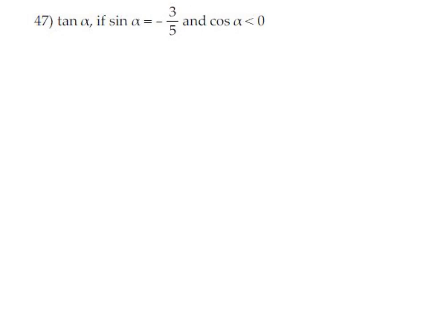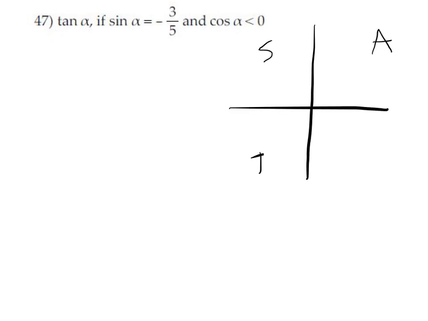Find the exact value for tangent alpha if sine alpha equals -3/5 and cosine alpha is less than 0. Okay, so let's figure out where alpha is first off. All students take calculus. Notice we have sine is negative and cosine is negative as well. Where could that be? Well, they're all positive here. Here sine's positive, here cosine's positive. Quadrant 3 is the only place where sine would be negative and cosine would be negative as well. So we are in quadrant 3. So let's draw a little quadrant 3 angle, like that. Call it alpha.